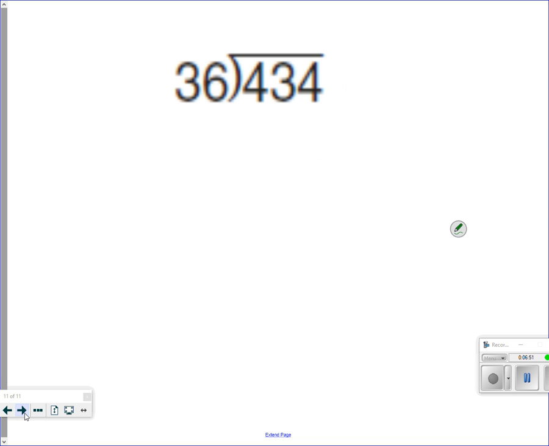Last one, we're going to round this to 40 and this to 400. So how is 40 going to get to 400? We're going to multiply it by 10, so this will be divided by 10.